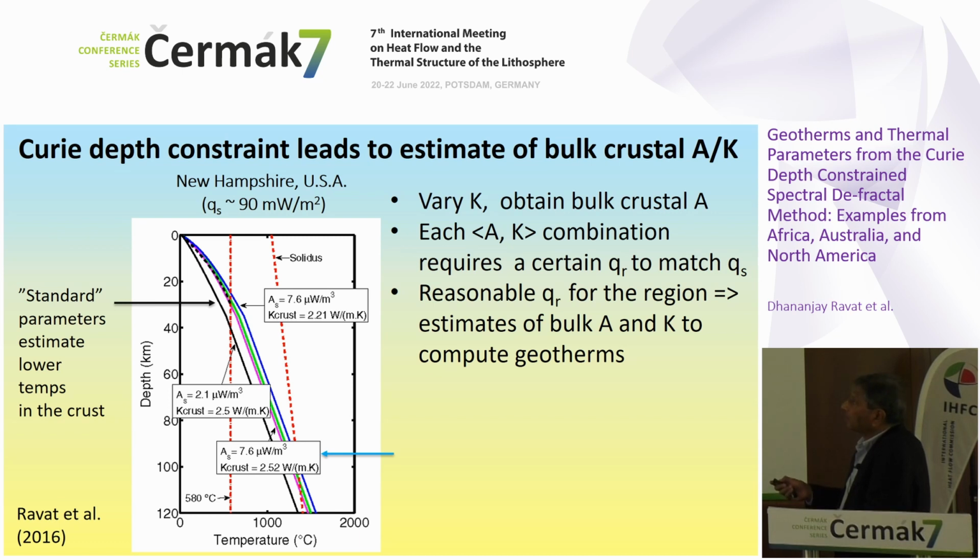Then each combination of radiogenic heat flow and thermal conductivity requires a certain amount of basal heat flow, or the reduced heat flow, if you will, to match the surface heat flow that we are trying to match. And if you know what your reasonable reduced heat flow should be for the region, or the range of it, then you can get estimates of bulk radiogenic heat production and thermal conductivity in order to compute geotherms.